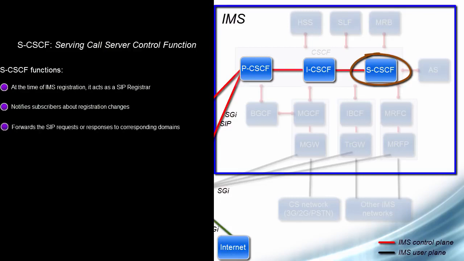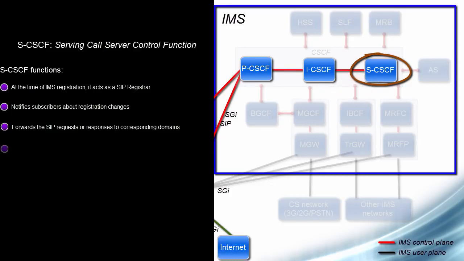SCSCF also forwards the SIP requests or responses to corresponding domains. Let me explain this point. SCSCF checks the domain present in a SIP request. If a request is destined to the CS domain, SCSCF forwards this request to BGCF, or if a request is destined to another IMS network, SCSCF directly forwards this request to IBCF.